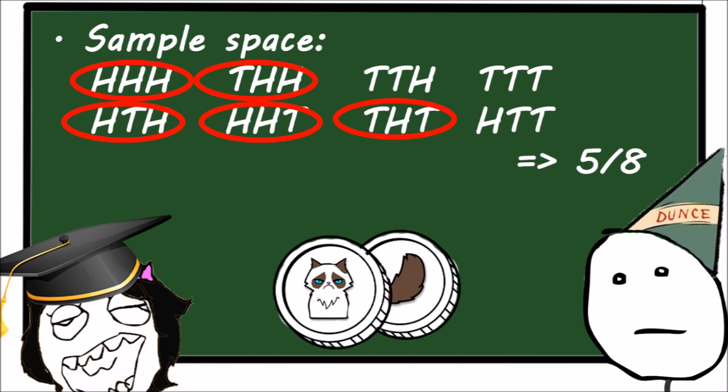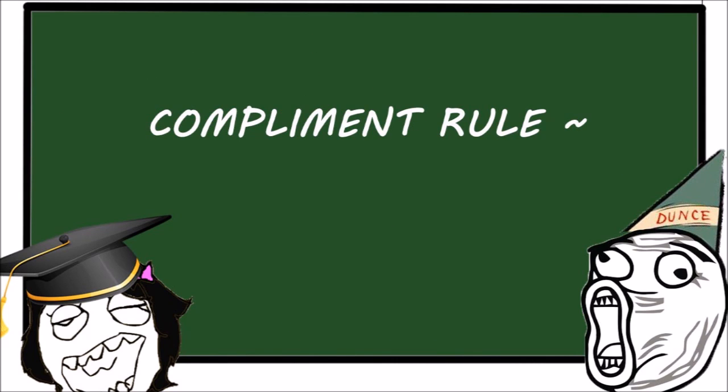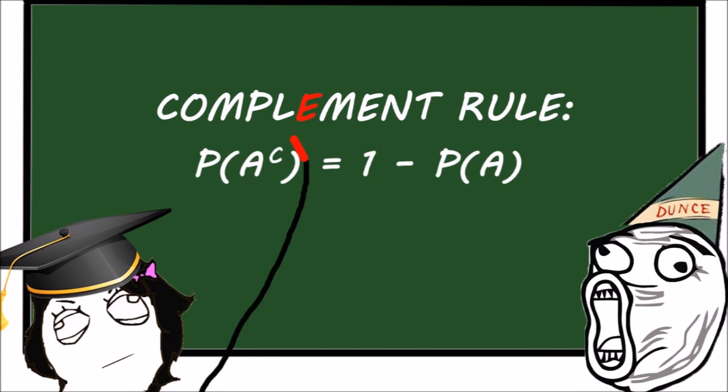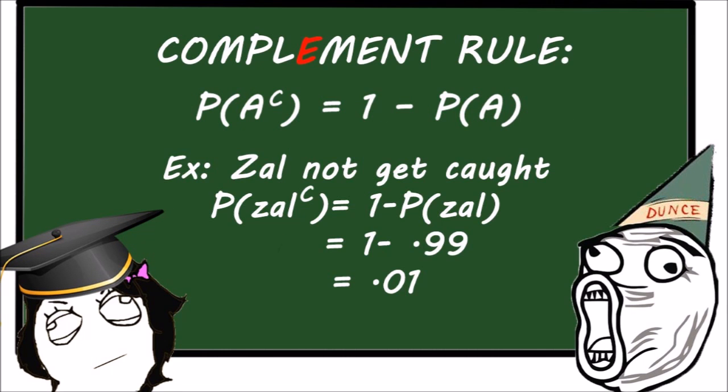Like, you spend an hour in class and you remember this joke only? Whatever. The complement rule states that the probability of an event occurring is equal to 1 minus the probability of that event not occurring. Therefore, the probability of getting at least 2 tails and not at least 2 tails, in other words getting 1 or less tails, is 1. I get it. Then with our situation, the probability of me not getting caught is P(Zal) complement equals 1 minus P(Zal), which is 1 minus 0.99 equals 0.01.